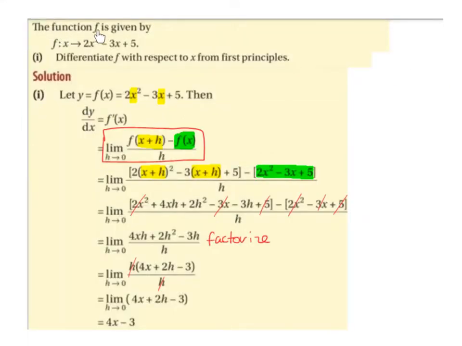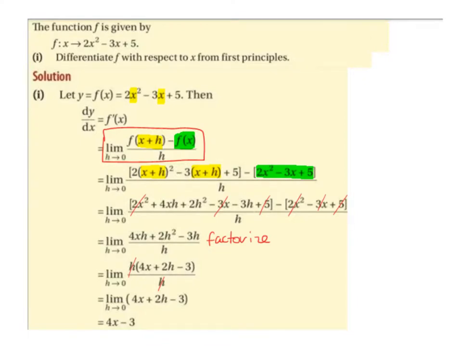The function f is given by f of x maps to 2x squared minus 3x plus 5. Part 1. Differentiate f with respect to x from first principles. So we let y equal f of x, which is equal to 2x squared minus 3x plus 5. Then dy dx is equal to f prime x, which is equal to the limit of f of x plus h minus f of x over h as h approaches 0.